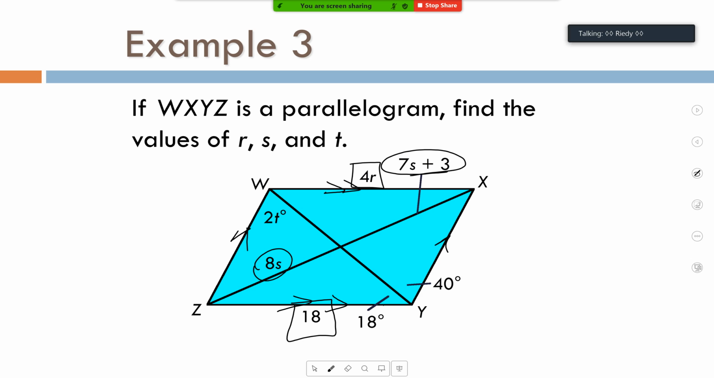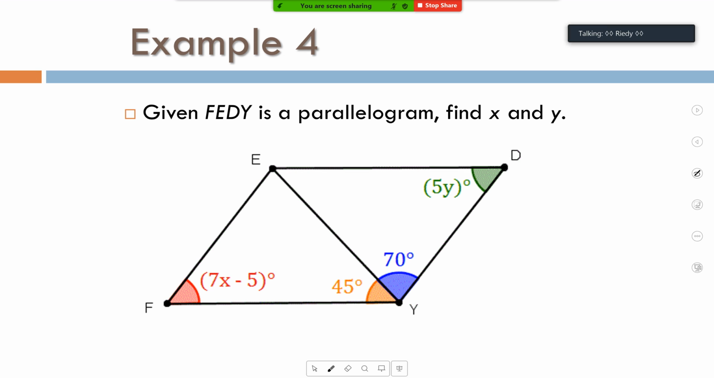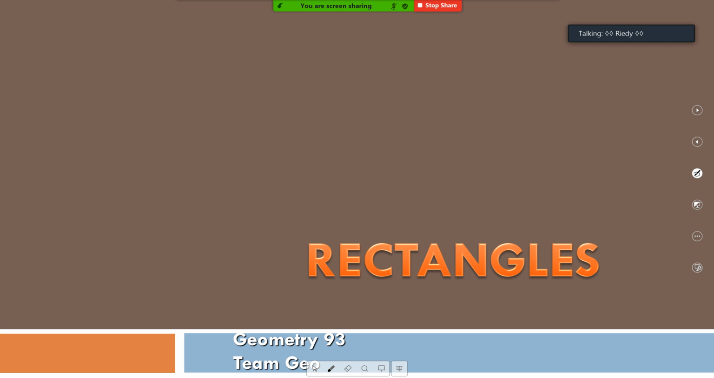I know that if this angle is 40, then this angle is going to be 40. How do I know that? Those are alternate interior angles. So 2t equals 40, and that gives us t. So there's all three of them, different ways to find it. Notice we don't need that chunk of information. However, I do know that that's also going to be 18, just for discussion purposes. So being able to apply all of those properties of a parallelogram becomes important. And then the same thing here. We're going to skip this one. We'll move on. Questions on parallelograms?